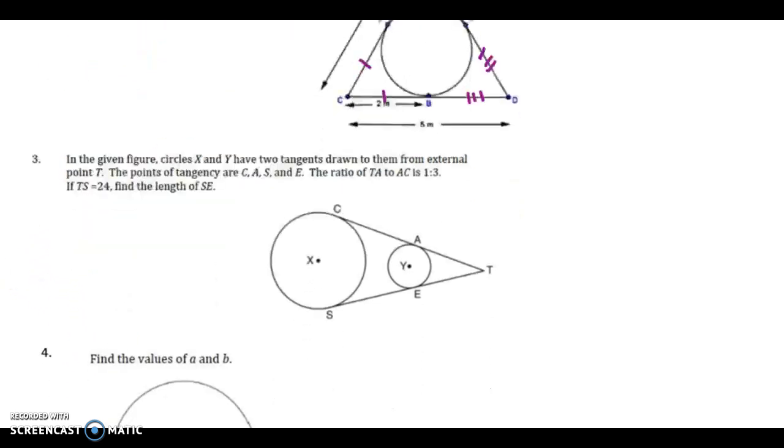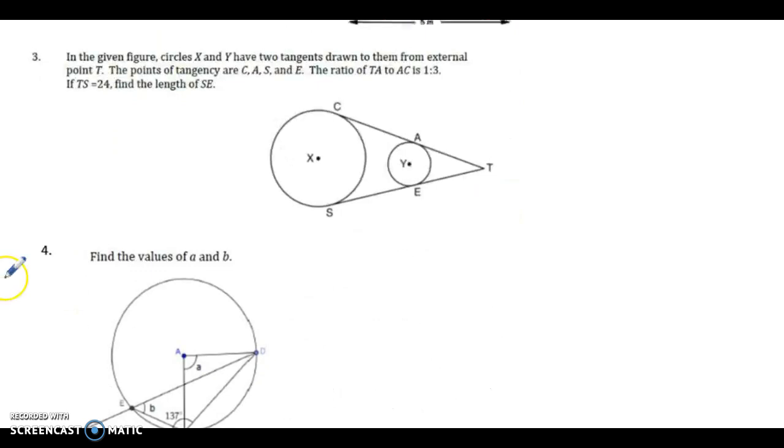Number 3, we're on a roll. Number 3 says, given the figure, circles X and Y have 2 tangents drawn from the external point T to the points of tangency C, A, S, and E. The ratio of TA to AC is 1 to 3. So TA to AC is 1 to 3. We know when we have ratios like that, we're going to put X's with them. So 1x and 3x. It says TS is 24.